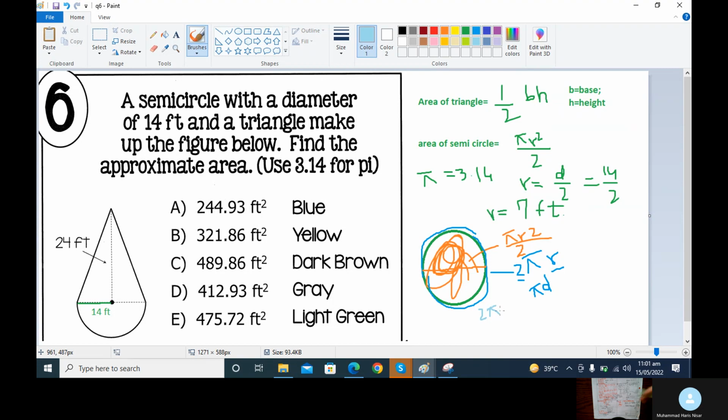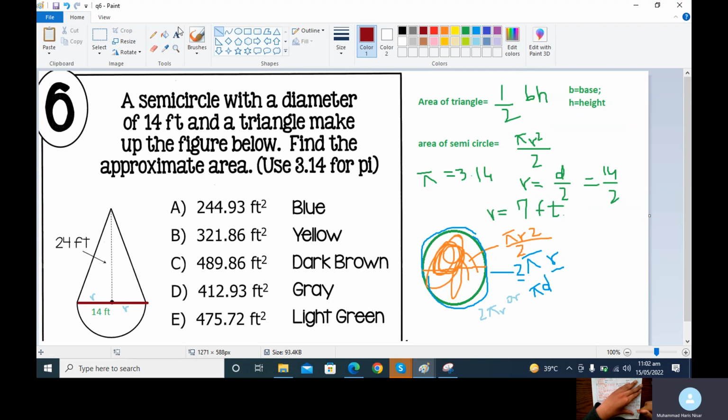The radius is 7 feet now, because the diameter was 14 feet, so the radius is obviously half of the diameter. For example, this complete line is the diameter, and this is a radius r, and this is r. This is 14 feet, so radius is d by 2, 14 by 2, 7 feet.